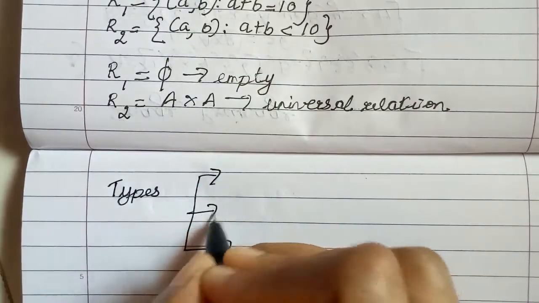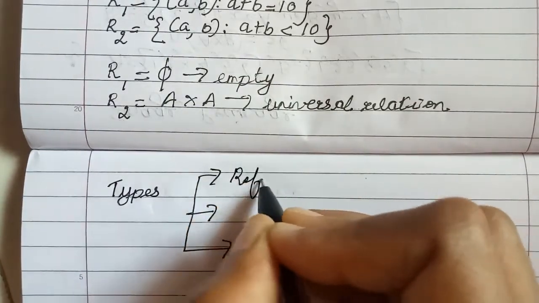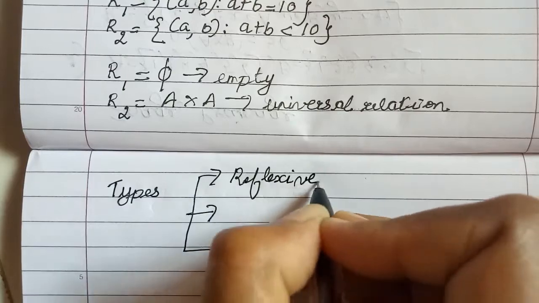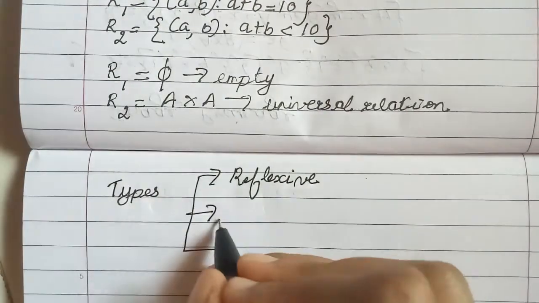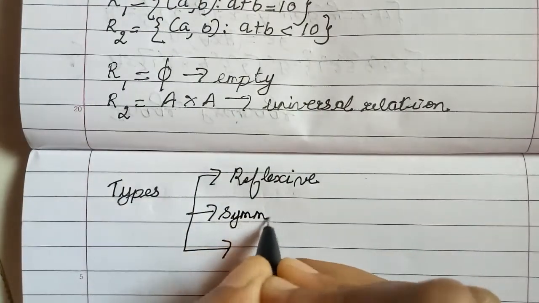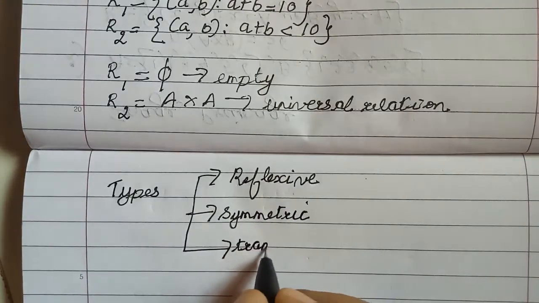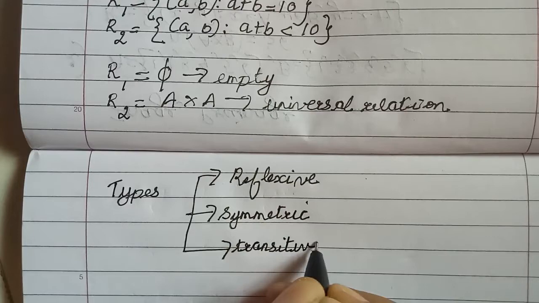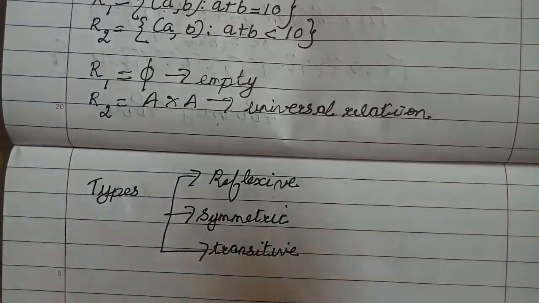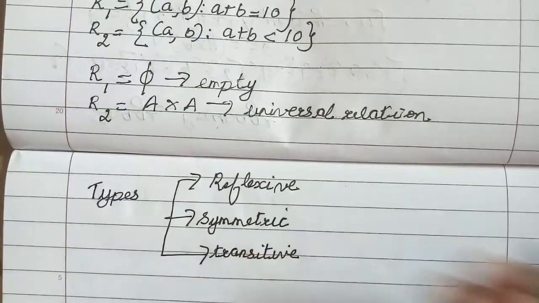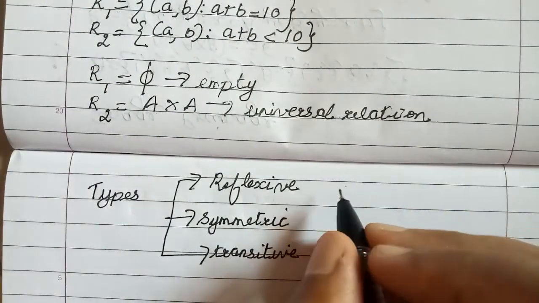Let me tell you. First one is a reflexive relation: your relation R is said to be reflexive. Second one is your relation R is said to be symmetric. The third one is your relation R is said to be transitive. Let us see one by one. You have empty relation and universal relation, that's true. But apart from it, there are three other types of relation, that is reflexive, symmetric and transitive. So reflexive. Now the definition of reflexive goes this way.